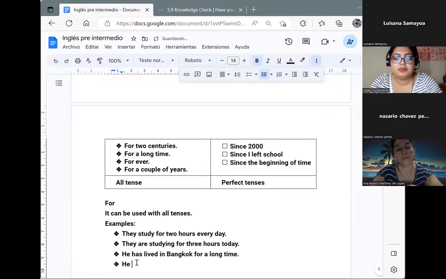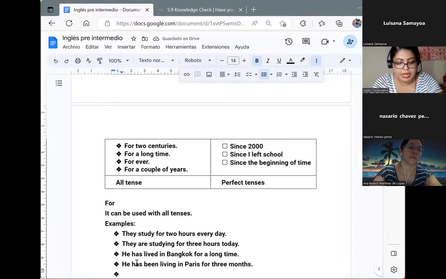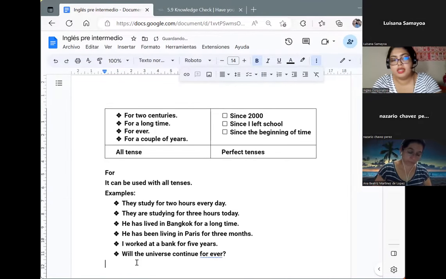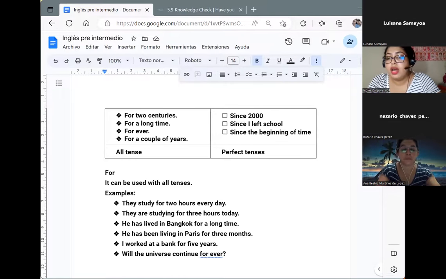He has been living in Paris for 3 months. I worked at a bank for 5 years. Will the universe continue forever? So in this case, we can see that we are using different structures, different tenses to talk about time.